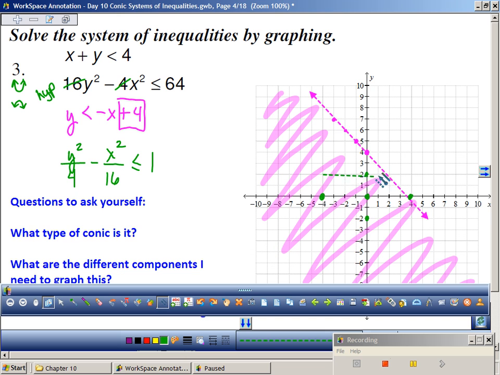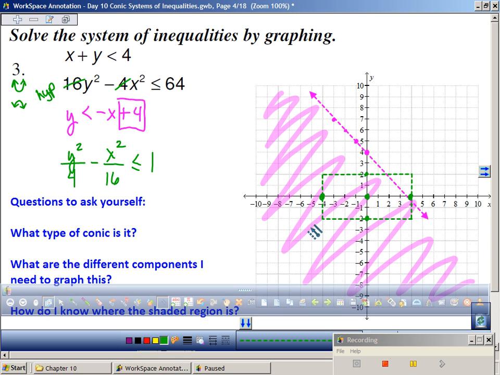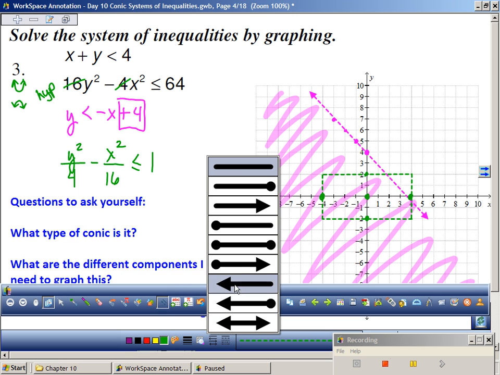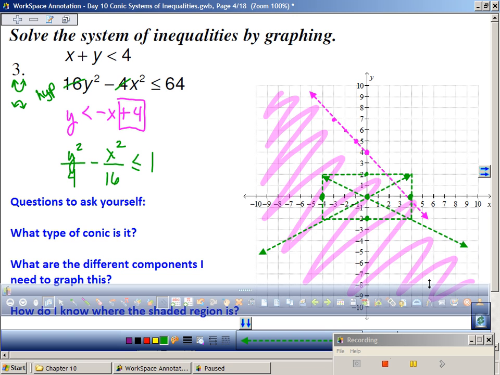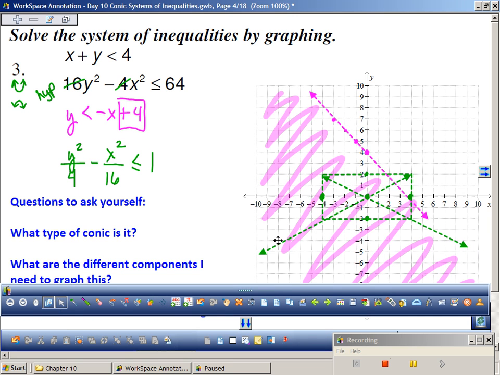Okay, now I'm going to make myself a box. A dotted box, because it's not actually part of the graph, it's just guiding the graph, right? And what else does the box need? The asymptotes, so they have arrows on them because they're actually lines, right? Which kind of gets a little bit confusing.